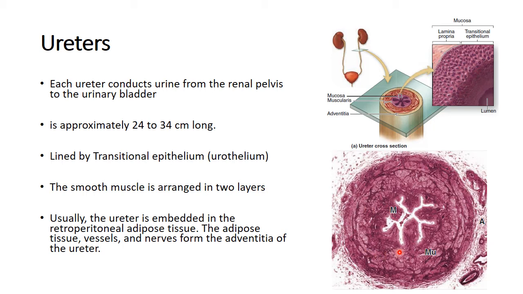So this is a cross section showing an irregular lumen of the ureter lined by transitional epithelium. This is a dense connective tissue lamina propria, and inner longitudinal, outer circular, smooth muscle fibers. The adipose tissue, vessels and nerves embedded in the retroperitoneal space form the adventitia of the ureter.